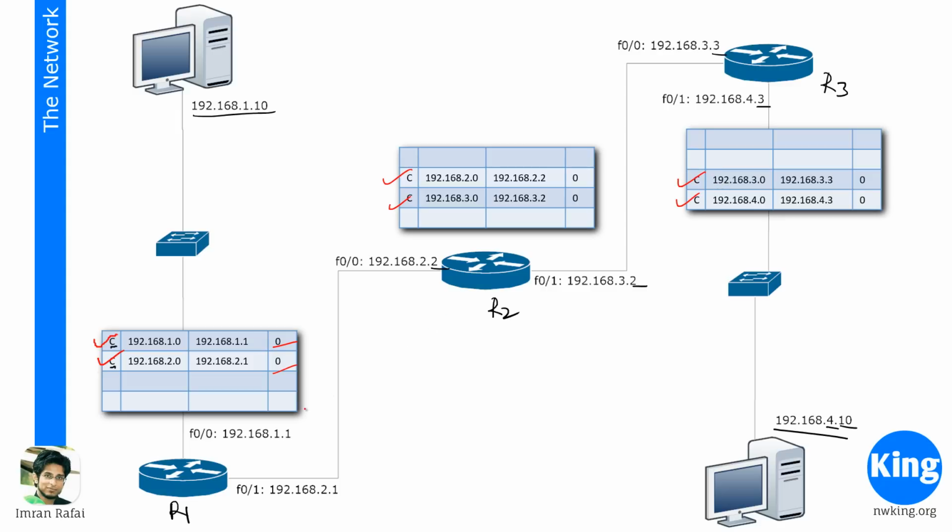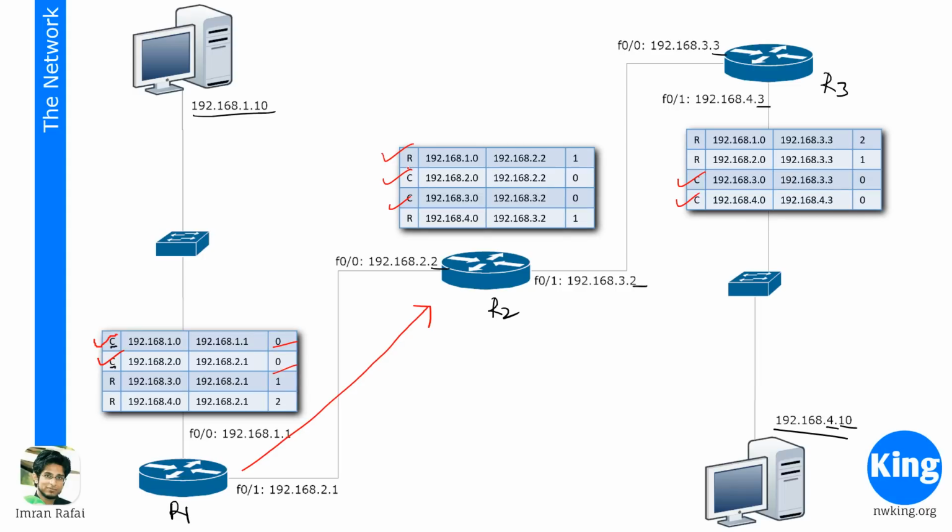When the routing update goes from router 1 to router 2, what does it send? It sends an update about 192.168.1.0 and 192.168.2.0, right? And since router 2 already knows about 2.0, it is only going to take the update of 1.0 and populate this 1.0 here, right? So what does it say? 192.168.1.0 is accessible through 192.168.2.2, or the FastEthernet 0/0 interface, with a hop count of 1, right?